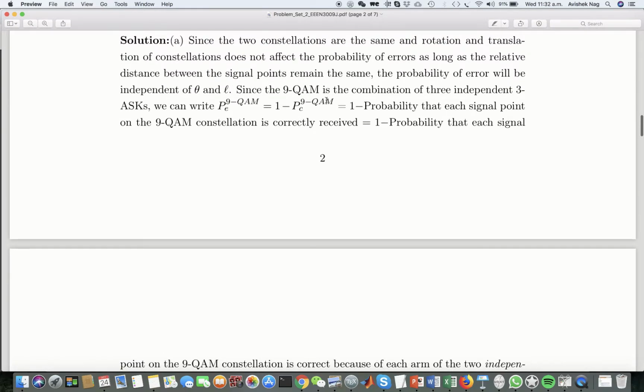So basically, the 9QM is the combination of three independent 3 ASKs. You can write the probability of error of 9QM as 1 minus the probability of being correct for a 9QM. So this is basically 1 minus the probability that each signal point on the 9QM constellation is correctly received.